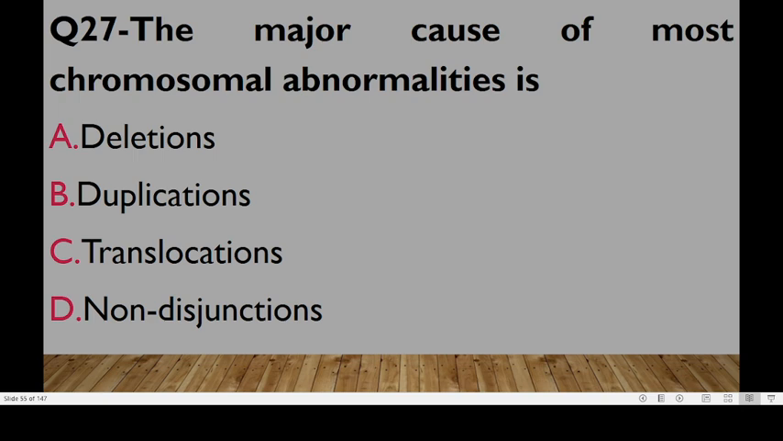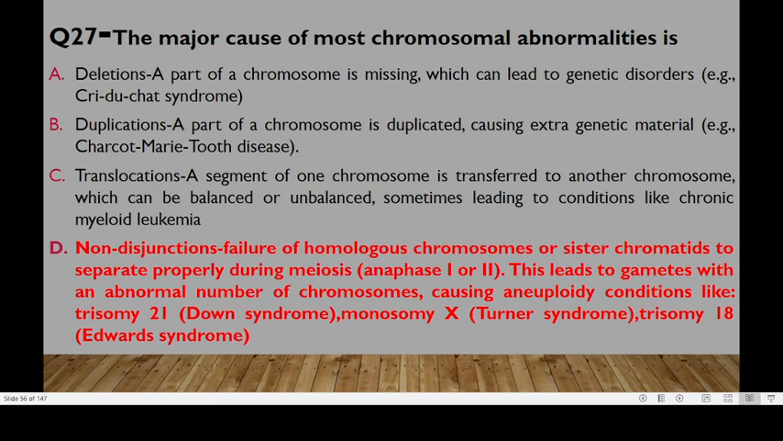The major cause of most chromosomal abnormalities is what? Non-disjunction, guys. Failure of homologous chromosomes or sister chromatids to separate properly during meiosis. That could be anaphase 1 or 2. And this could lead to gametes with an abnormal number of chromosomes, causing aneuploidy conditions like trisomy 21, that's Down syndrome, monosomy X, which you refer to as Turner syndrome, or trisomy 18, which is Edwards syndrome.